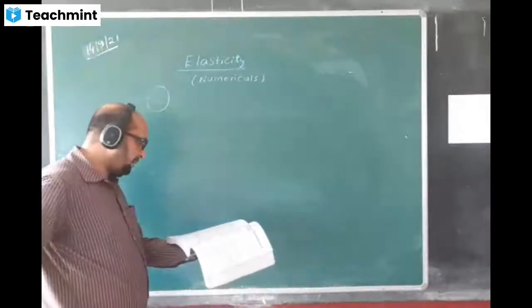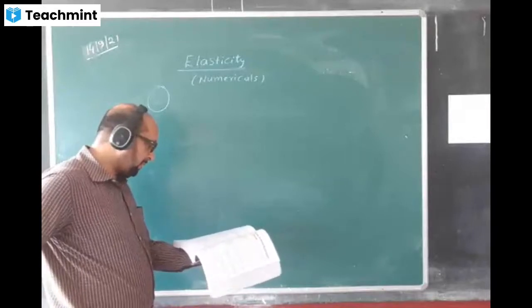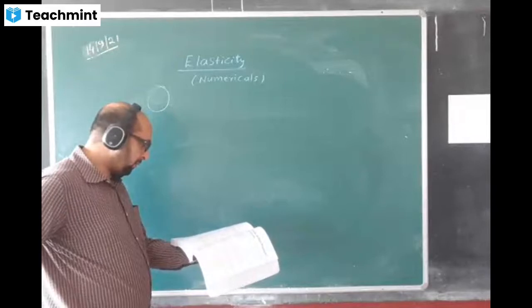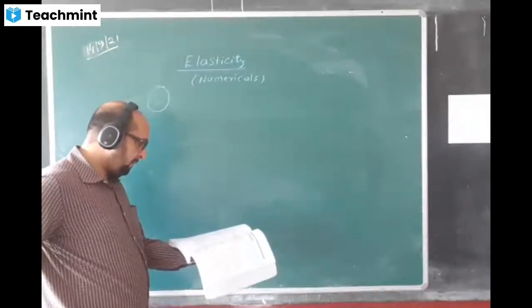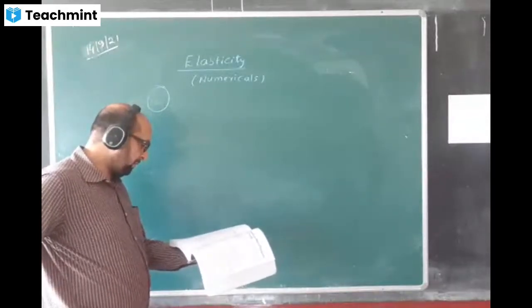Calculate the increase in the energy of a brass bar of length 0.2 meter and cross sectional area 1 centimeter square when compressed with a load of 5 kg weight along the length. Y for brass is given and G value is given.